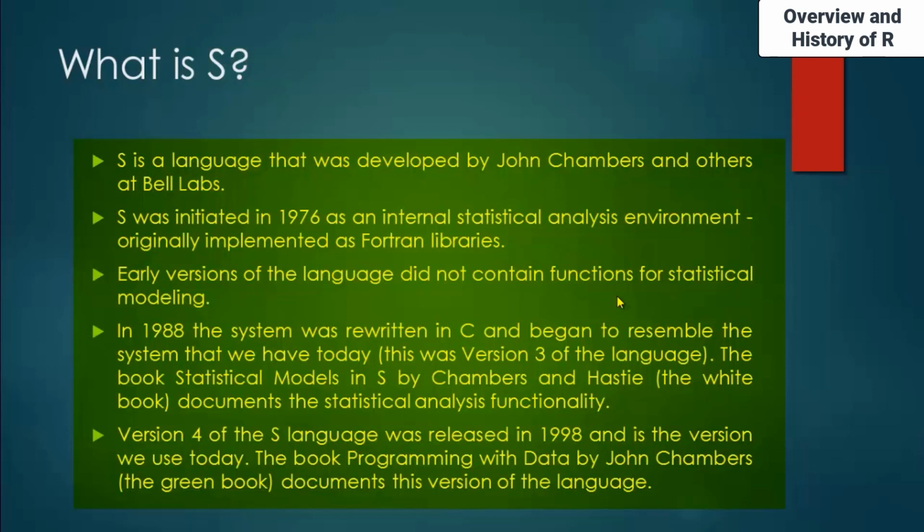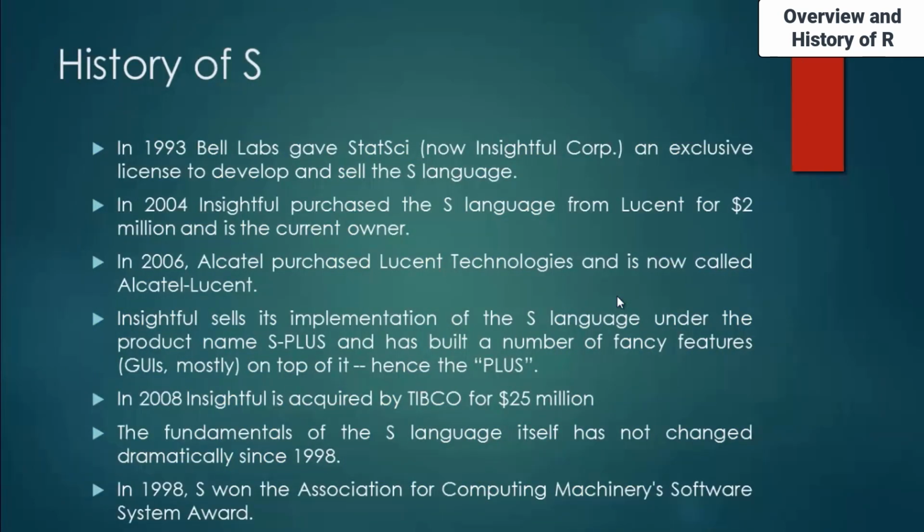Version 4 of the language was released in 1998, and this is the version we are currently using today. And there is one more book, Programming with Data by John Chambers. This is called the green book, which documents the version of the language. Let's see the history of the S programming language. In 1993, Bell Labs gave StatSci, which is now called Insightful Corporation, an exclusive license to develop and sell the S programming language.